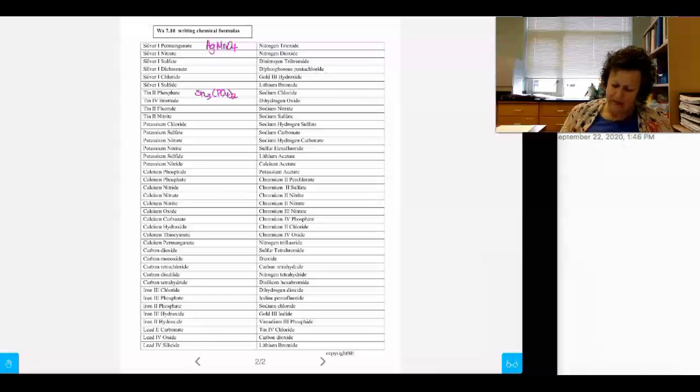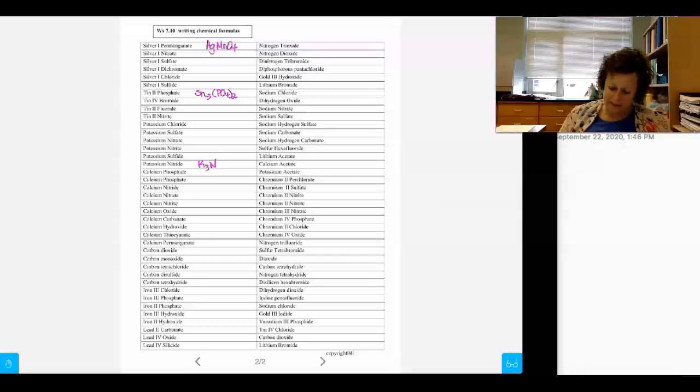Potassium nitride, K3N. Potassium is a +1. Nitrogen is a -3. You just write your oxidation numbers and crisscross. There's no polyatomic. There's no Roman numeral. It's not a transition metal. It's just ionic.